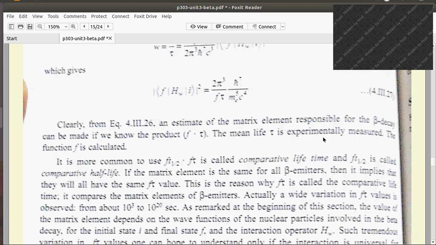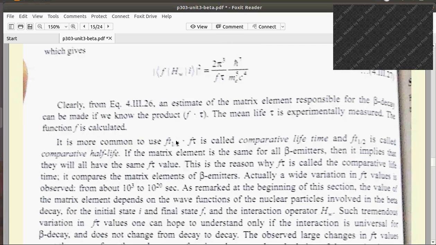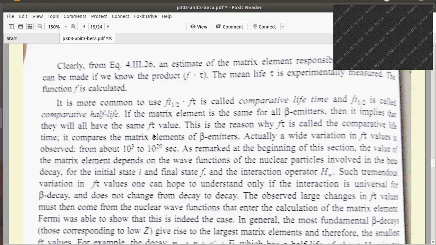Again, tau is an experimentally measured property. The function f is calculated. It is more common to use f tau half; f tau is called the comparative lifetime and f tau half is called the comparative half-life. If the matrix element is the same for all beta emitters, then it implies that they will all have the same f tau value.